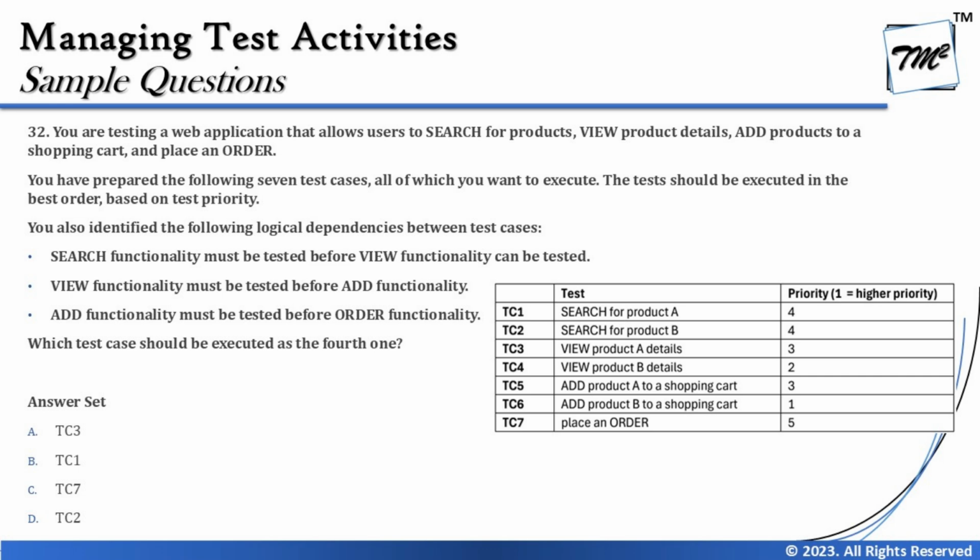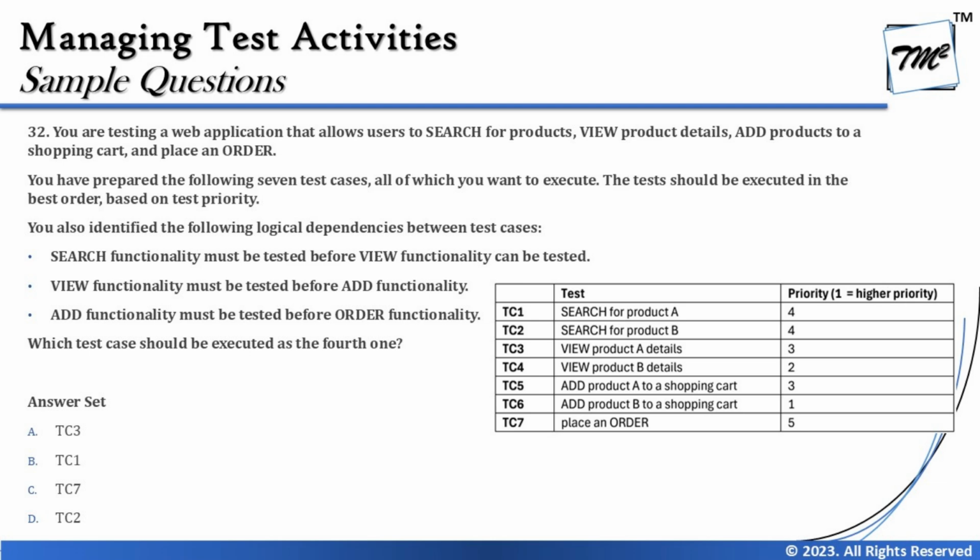So if you see, I've got 7 test cases here, each in pairs. Test 1 and test 2 are about searching for products A and B. Test 3 and 4 are again related to view, but for products A and B. Tests 5 and 6 are about adding the products A and B, whereas test 7 is unique, it is to place the order.